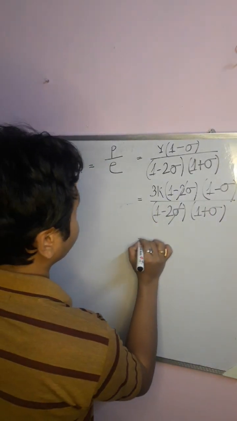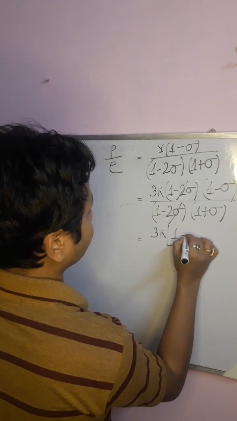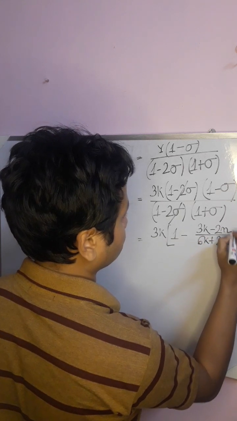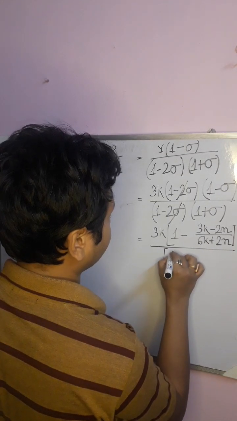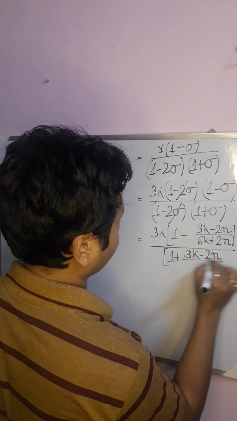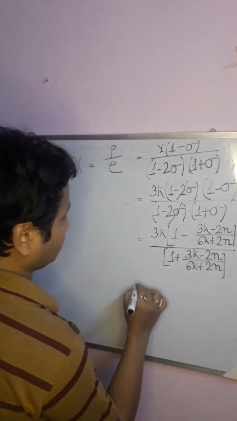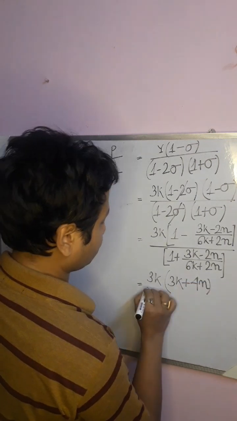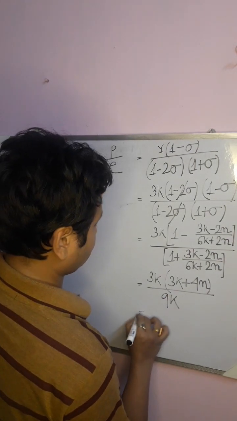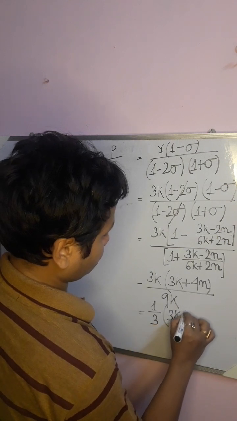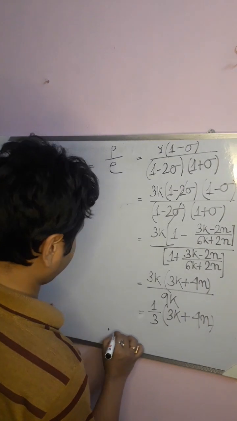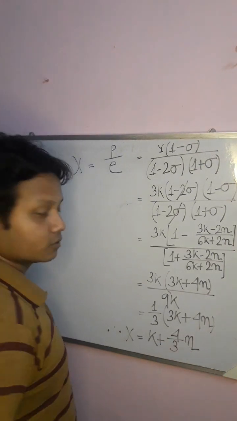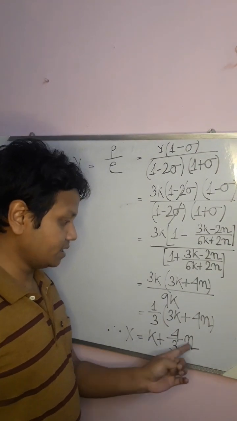Again we can write sigma in terms of k and eta: sigma equals (3k minus 2 eta) by (6k plus 2 eta). Substituting, this simply gives 3k plus 4 eta over 9k, so it is one third of (3k plus 4 eta). That means we can easily write chi equals k plus 4/3 eta. This is the relation between axial modulus, rigidity modulus and bulk modulus.